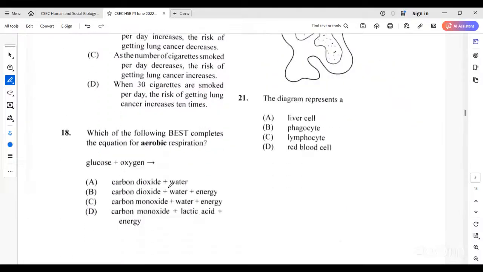Question 18. Which of the following best completes the equation for aerobic respiration? They ask you for best, and they put aerobic respiration in bold. So this is not anaerobic, this is aerobic. So we have glucose and oxygen. We need to have carbon dioxide. I don't know why they have carbon monoxide here. So these two are out. C and D, you need to have water. Both of them have water. And you need to have ATP, or in this case, energy. So it makes B for 18 the best answer.